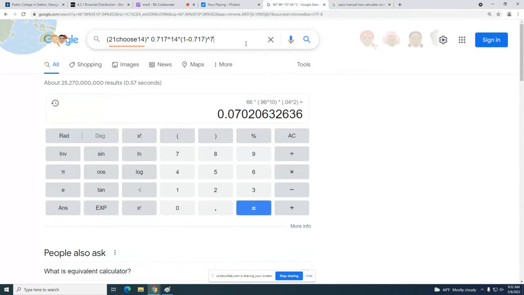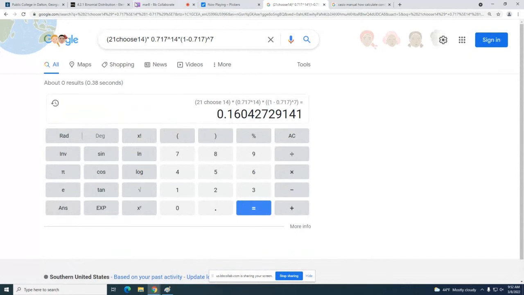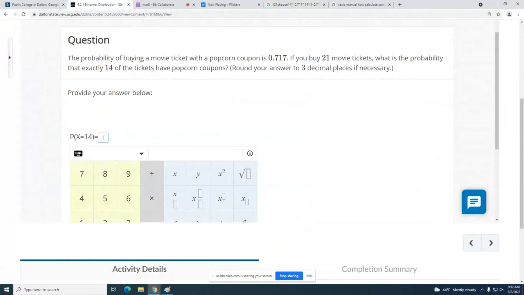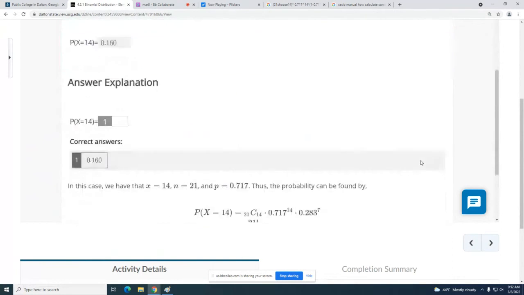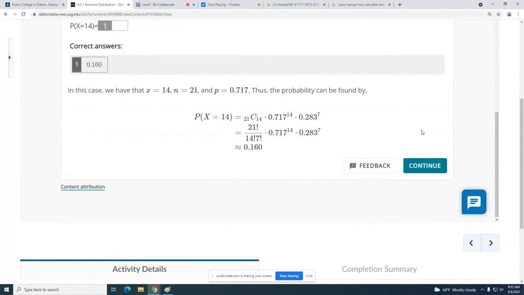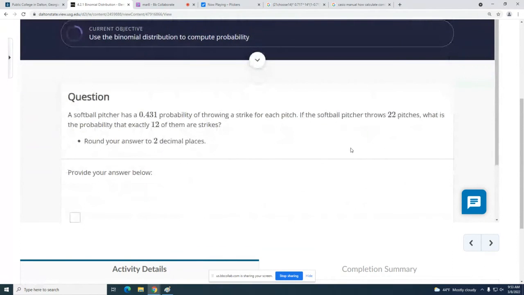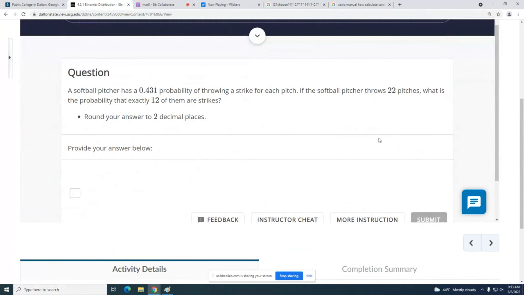All right, so with our question, we'll calculate the whole thing. How many decimals do we need? We need 3 decimals, so the answer will be 0.160. And so every time you finish the computation and you see the solution, try to compare that solution with what you have. This question says a softball pitcher has 0.3 probability of doing a strike, and we show 22 pitches. What is the probability exactly 12 of them are strikes?